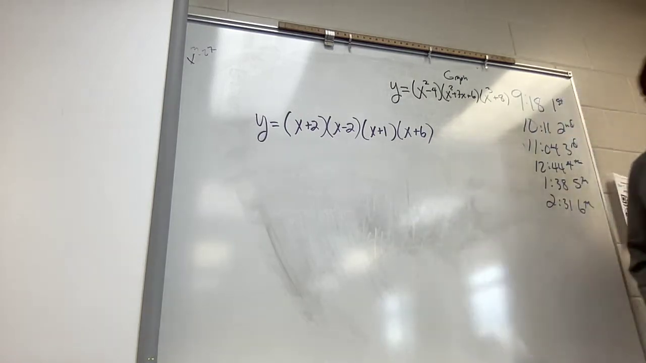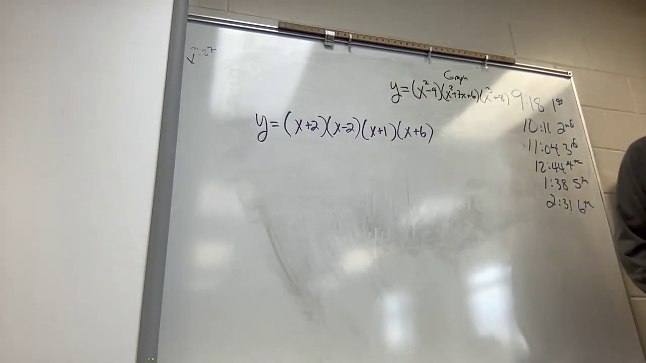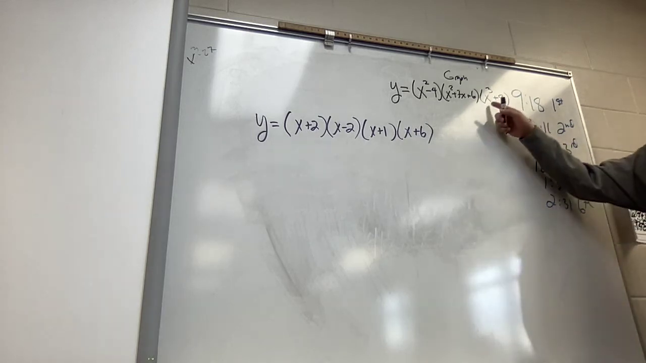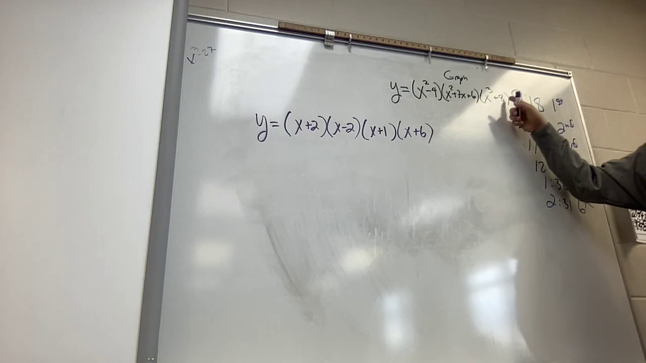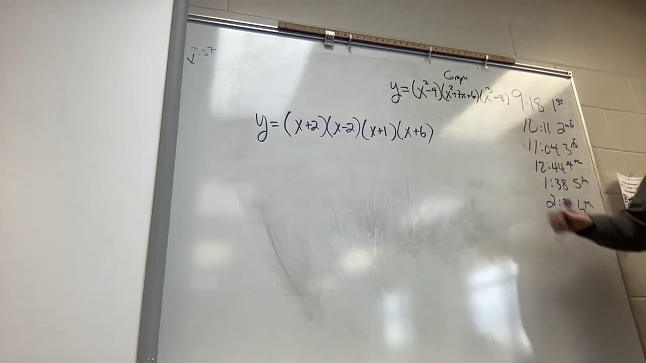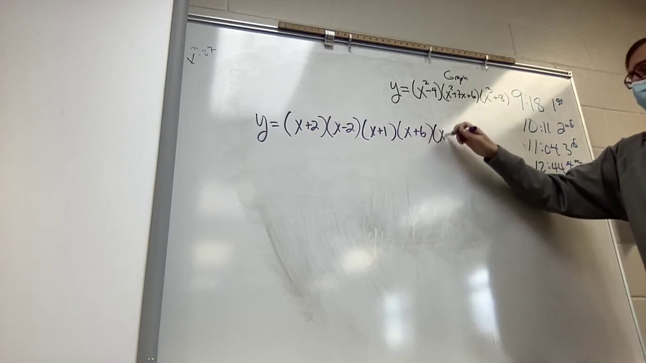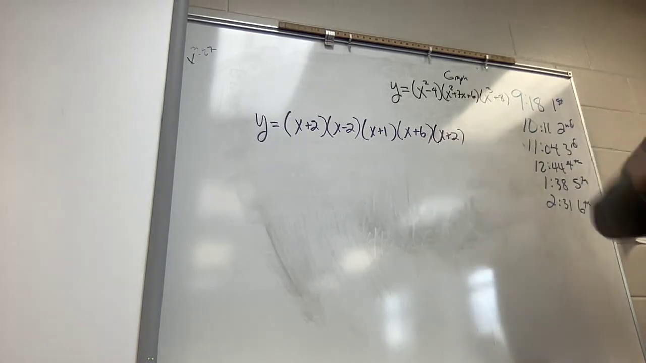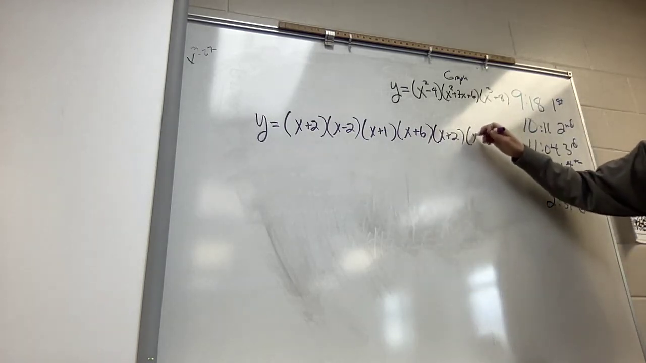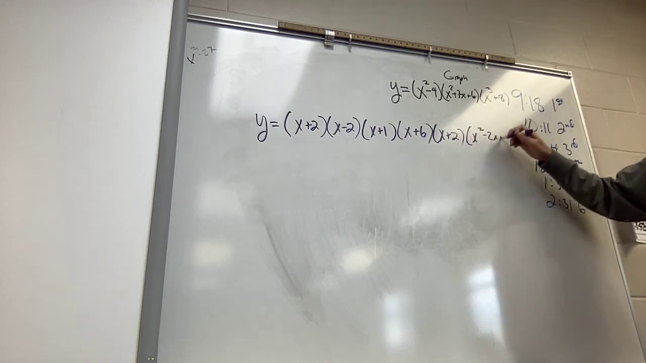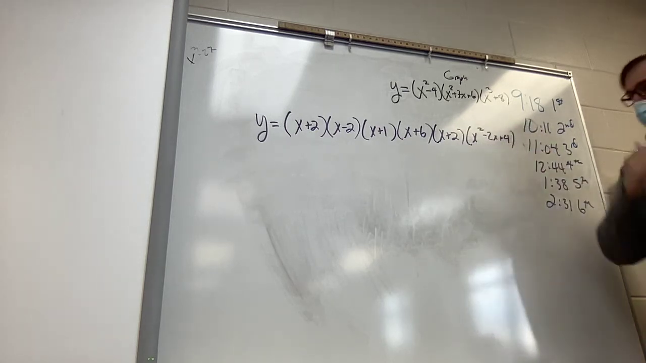X cubed plus 8. Is that cubed rule? I erased the formula. Where I see an A, I put an X. Wherever I see a B, I'm going to put a what? 2. So this becomes X plus 2. I'm doing the formula in my head. X squared minus 2X plus 4.